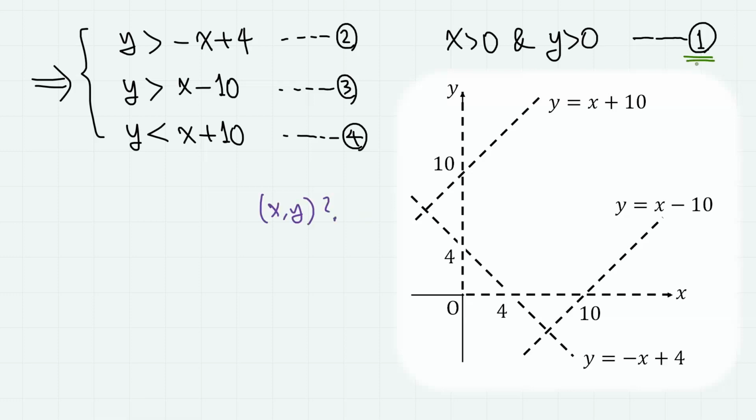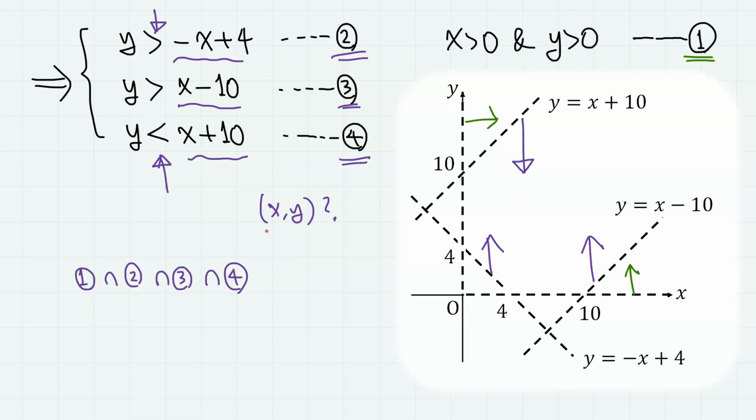The first inequality means that point (x, y) can only exist in the first quadrant. The second one means that (x, y) must exist above the line y equals minus x plus 4. The third inequality means above the line y equals x minus 10. And the last one means below the line y equals x plus 10.